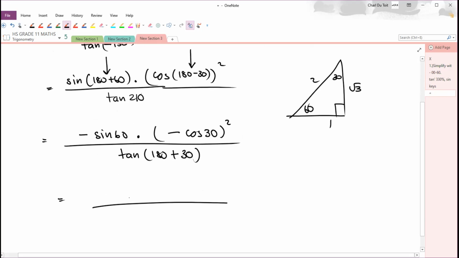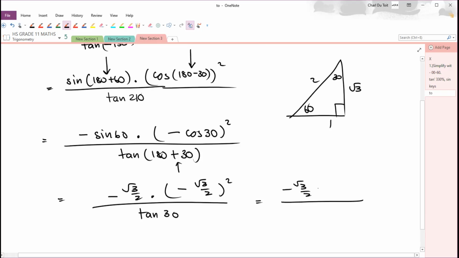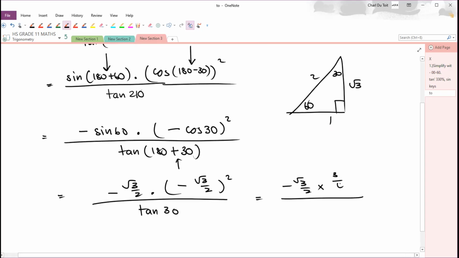So minus sin 60 is minus, and sin of 60 is root 3 over 2, squared. Minus cos 30 is also root 3 over 2. And then that is third quadrant, so it's positive tan 30. So on top, I have negative root 3 over 2 times root 3 over 2 squared, which is 3 over 4. And the bottom, I have tan 30, which is opposite over adjacent, and that's 1 over root 3.